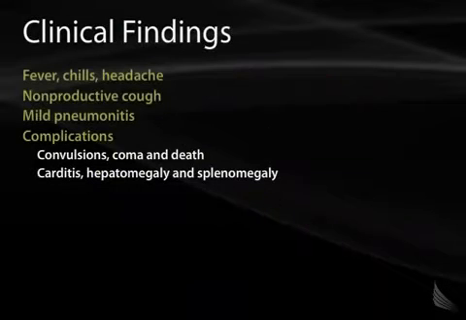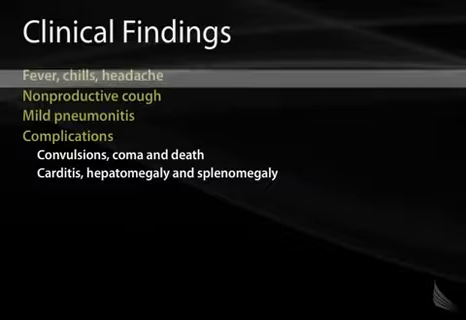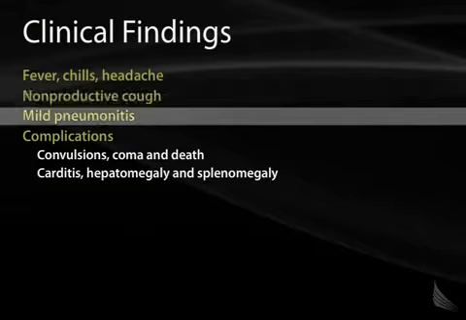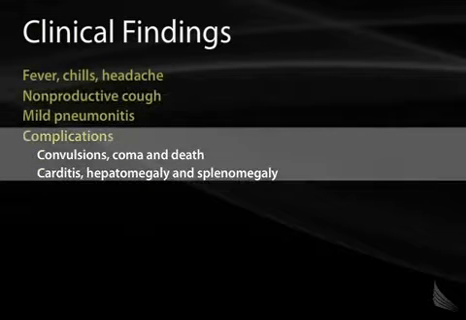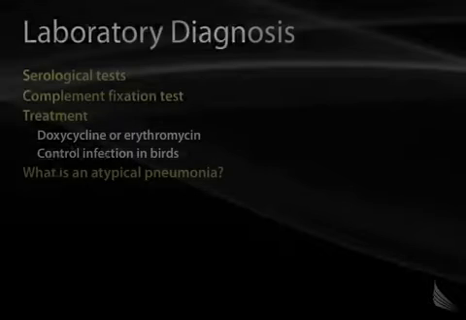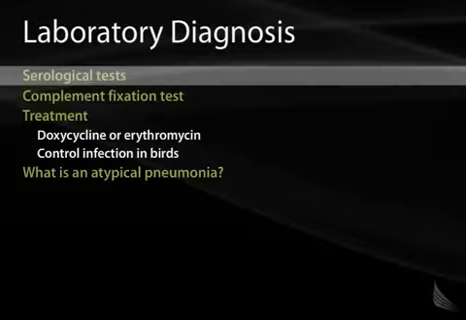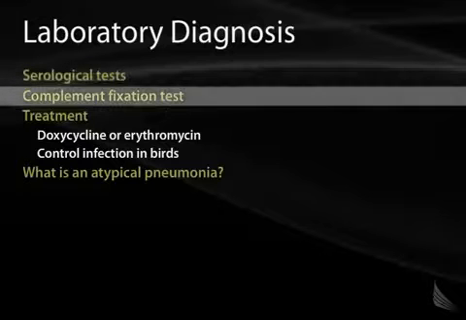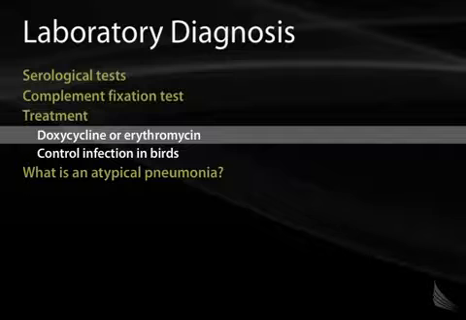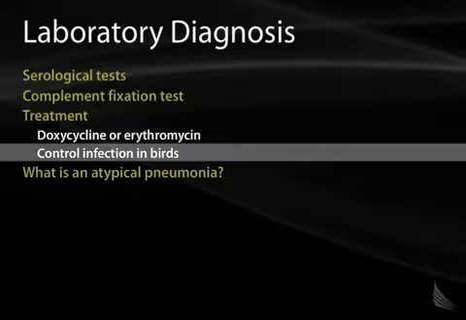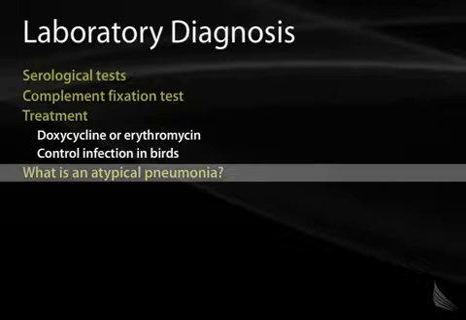Clinical findings of Chlamydia psittaci include fever, chills, and headache, a non-productive cough, and a mild pneumonitis, but it can be complicated with convulsions, coma, and death. You can get a carditis, hepatosplenomegaly, or just splenomegaly. Lab diagnosis again relies mostly on serologic tests, such as the complement fixation test. Treatment for Chlamydia psittaci is doxycycline or erythromycin, and also to control the infection in birds.